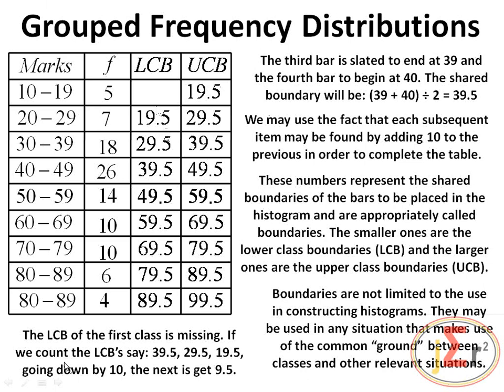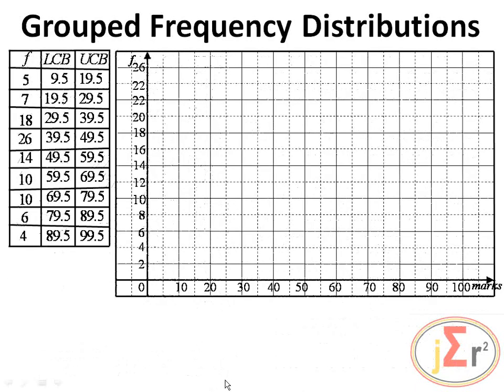So we are going to count the lower class boundaries down, say 39.5, 29.5, 19.5. What do we realize? We are going down by 10. So the next is going to be 19.5 minus 10, which is 9.5. And it goes right there. And our table is completed. So, of course, we are going to plot, or we are going to construct our histogram.